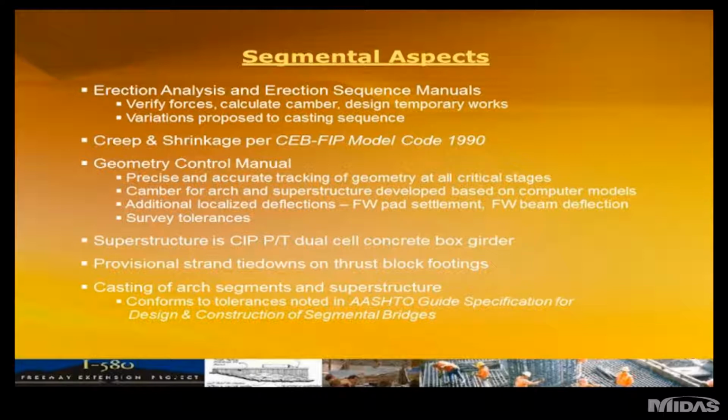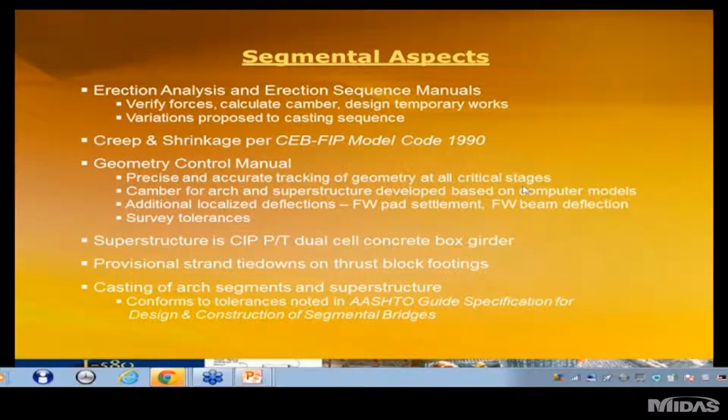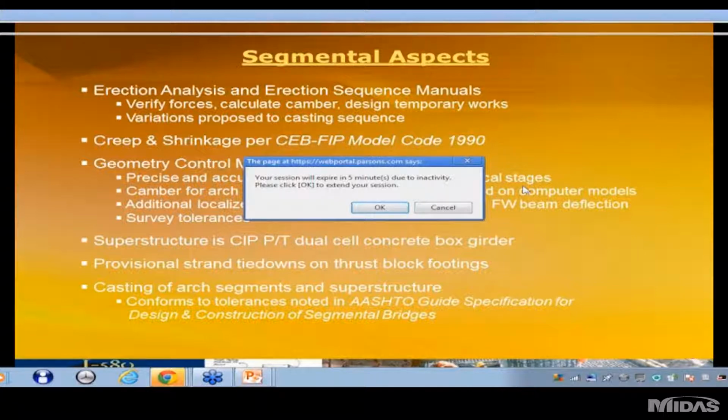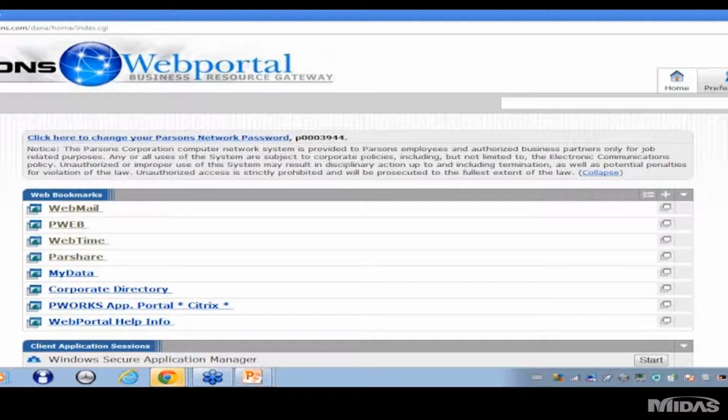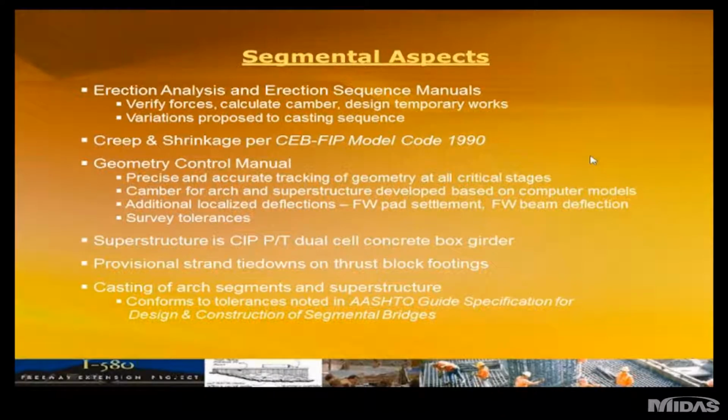So the camber for the arch and the superstructure were developed based on computer models. It also took into account localized deflections. There was some false work supporting the arch construction and the superstructure above the arch. In the field, we also have to account for survey tolerances and casting of the arch. We typically follow the AASHTO guide specs for casting control.